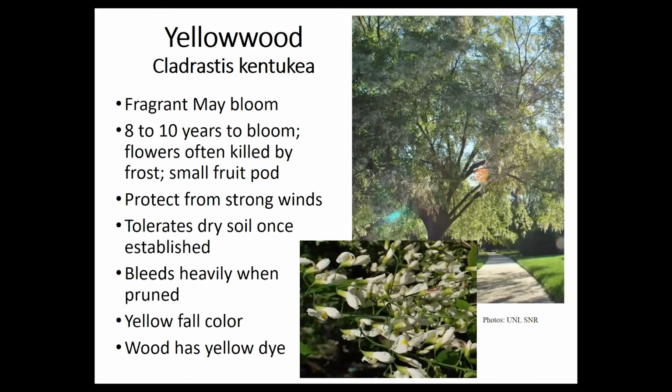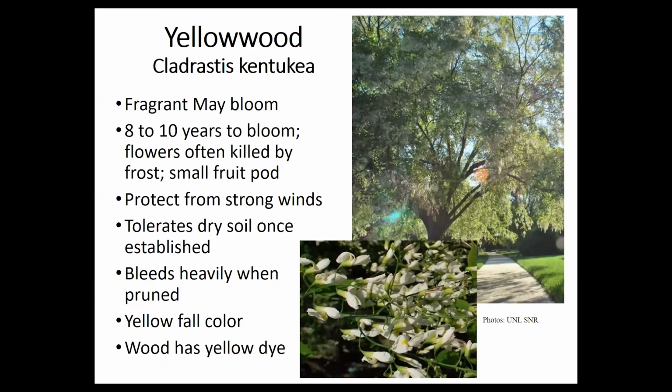Like a lot of spring blooming trees, those flower buds can be killed by frost, so you won't consistently have those pretty flowers. It'll get a small fruit pod that's similar to redbud, so not a nuisance, not very messy. This is like sugar maple. This is one that should be planted where it's protected from strong, drying winds. Once it's established, it'll tolerate dry soils fairly well.